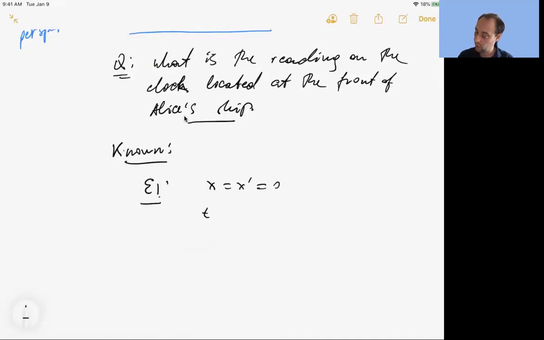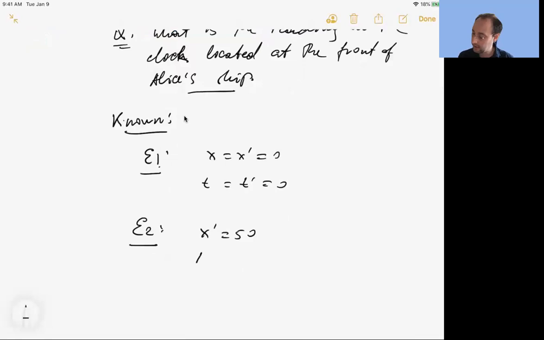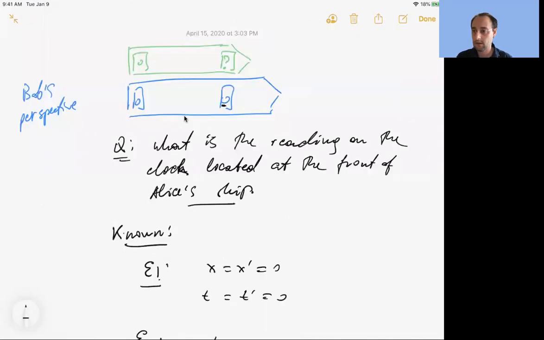What about event 2? We know that x prime equals 50 meters because that's the position of the front of Alice's ship. According to her, she's at rest with the ship, so it's at the very front of her ship, which is 50 meters long. We know that t equals 0. So Bob knows that his clock here at event 2 reads 0. So we have kind of mixed information.